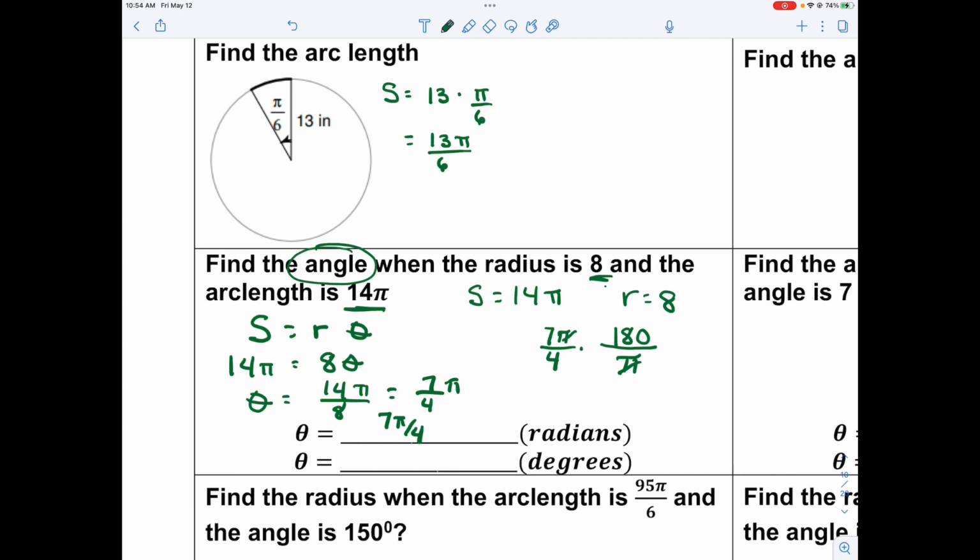So if I do alpha y equals again, and I put in my calculator 7 over 4 times 180, my handy dandy calculator tells me that that is 315 degrees.